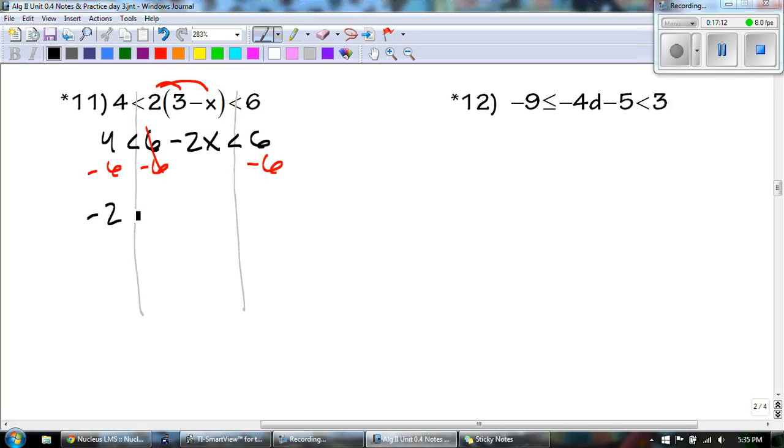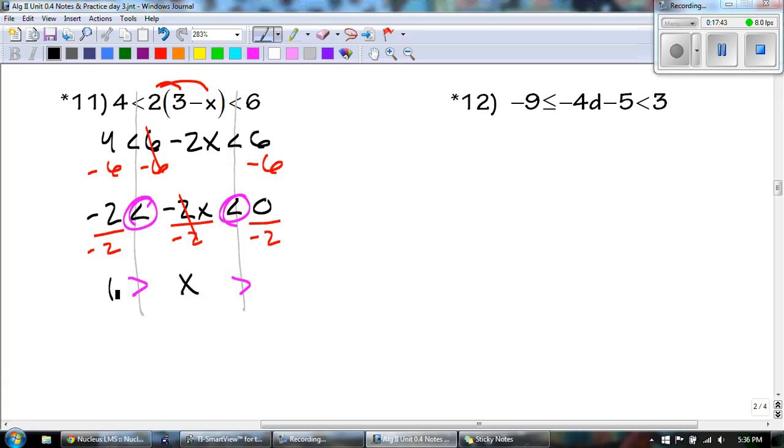4 minus 6 is negative 2, which is less than a negative 2x. Don't forget about that negative. And 6 minus 6 is 0. To get the x by itself, I'm going to divide everything by negative 2. And since I'm dividing by a negative, I know I have to flip that sign. Negative 2 divided by negative 2 is a positive 1. 0 divided by negative 2 is 0.